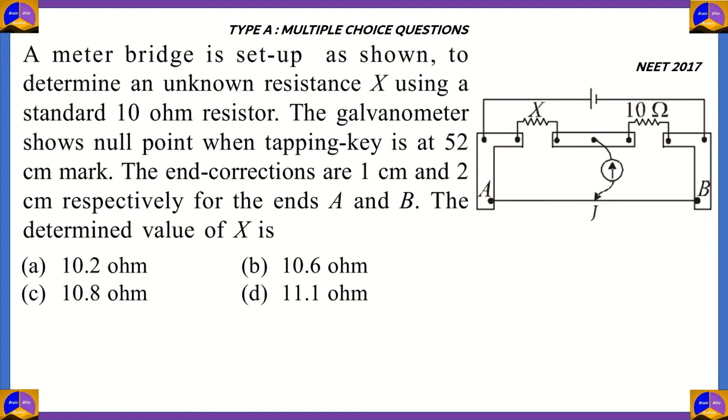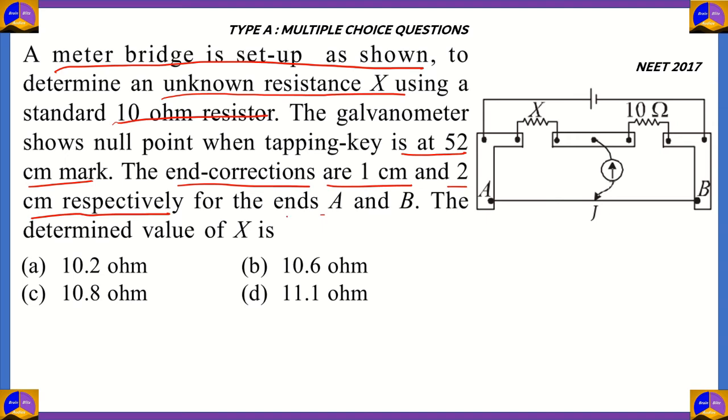Next question. This question is based on the meter bridge. A meter bridge is set up as shown to determine an unknown resistance X using a standard 10 ohm resistor. The galvanometer shows null point when the tapping key is at 52 centimeter mark. The end corrections are 1 centimeter and 2 centimeter respectively for the ends A and B. The determined value of X is it 10.2 ohms? Is it 10.6 ohms? Is it 10.8 ohms? Or is it 11.1 ohms?